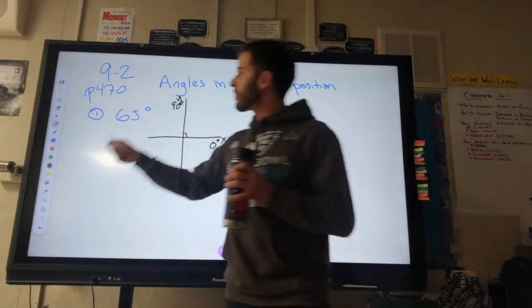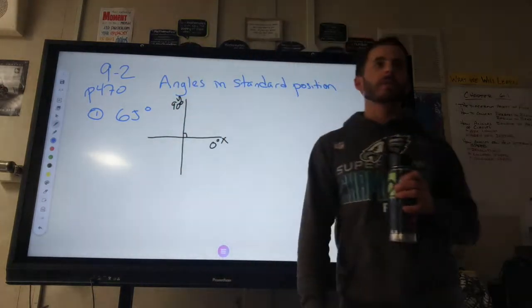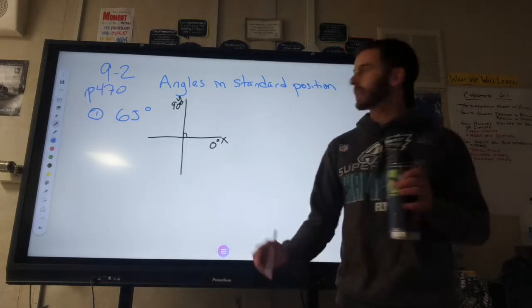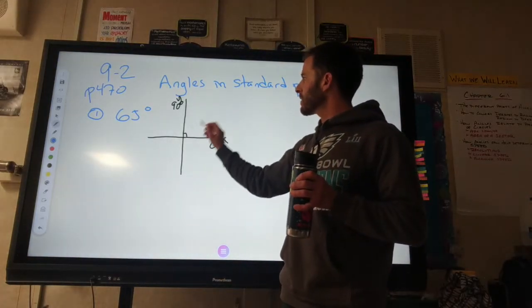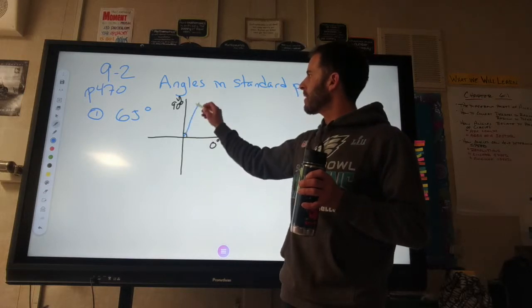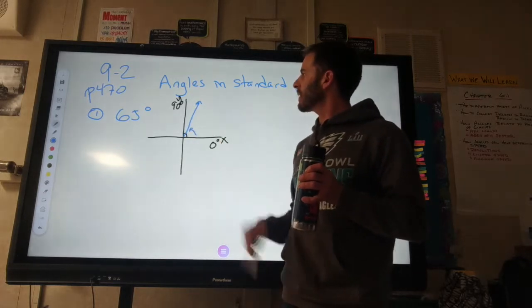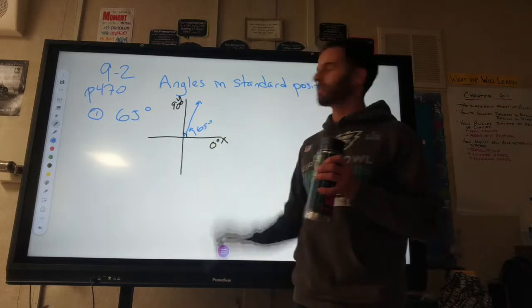So if you're asked to draw 65 degrees in standard position, and not accurately, it's going to be somewhere between 0 and 90, right? This is like halfway, so it's going to be more than half. So we're just going to draw an angle like that and call it 65 degrees.